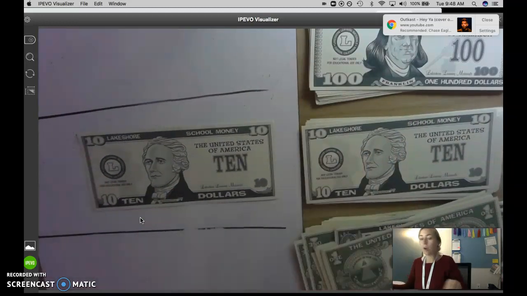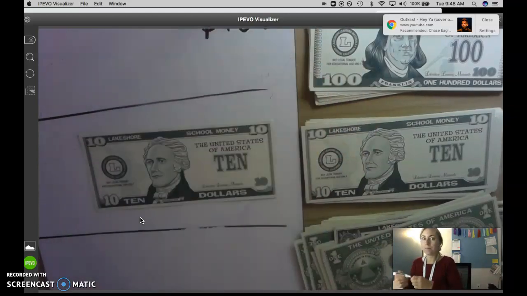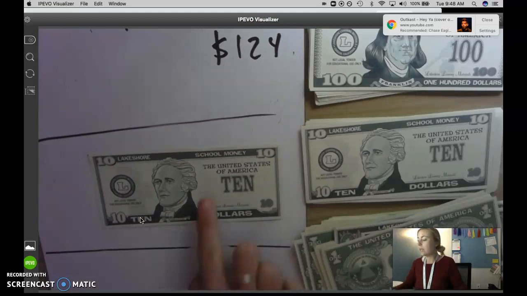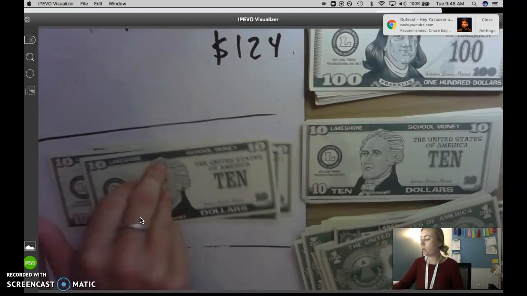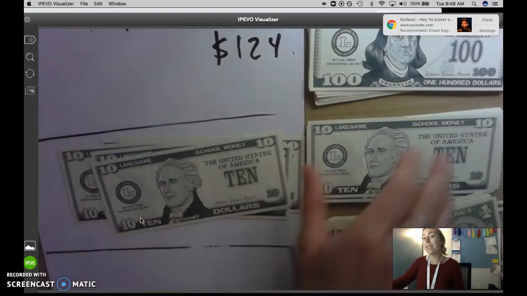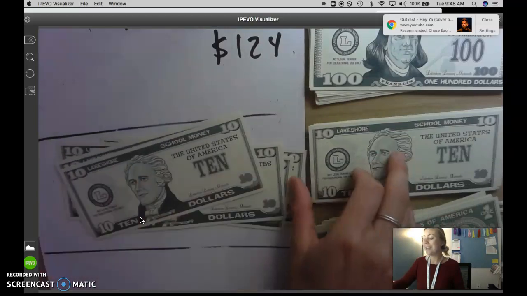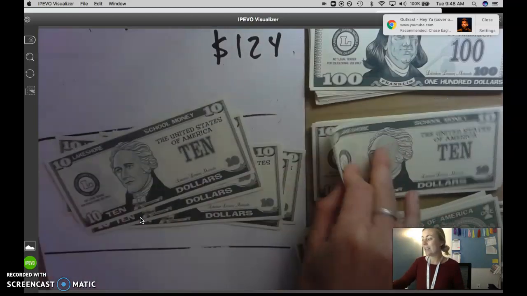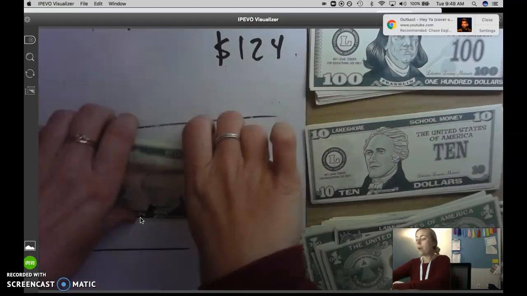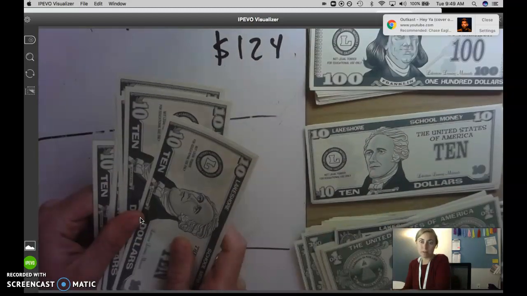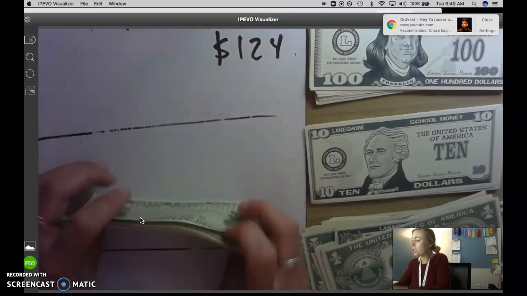10, remember I'm trying to get to number 124. 10, 20, 30, 40, count with me, 50, 60, 70, 80, 90, 100. What can I switch out my 10 $10 bills with? That's right, I can switch it out with a $100 bill.